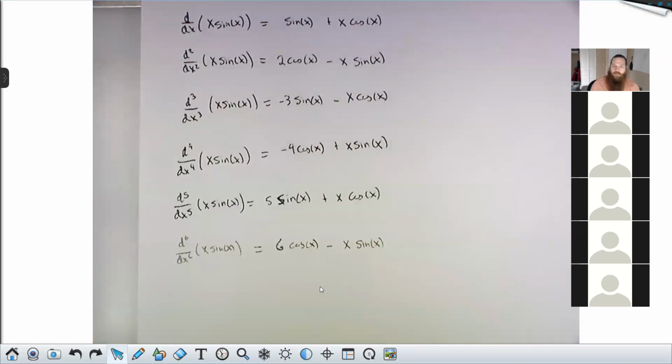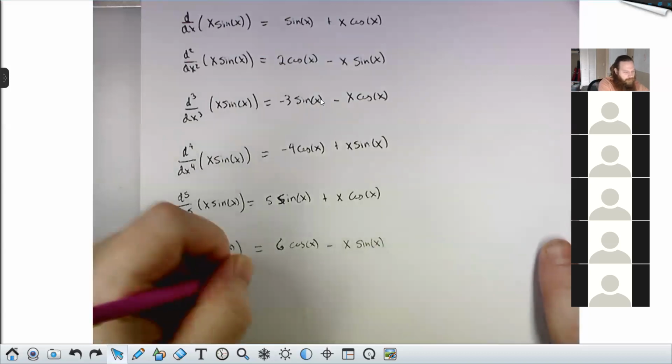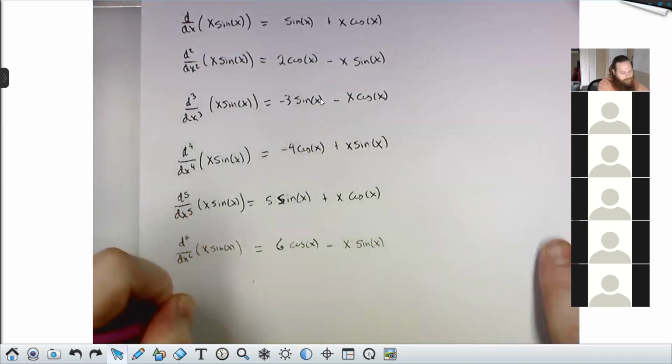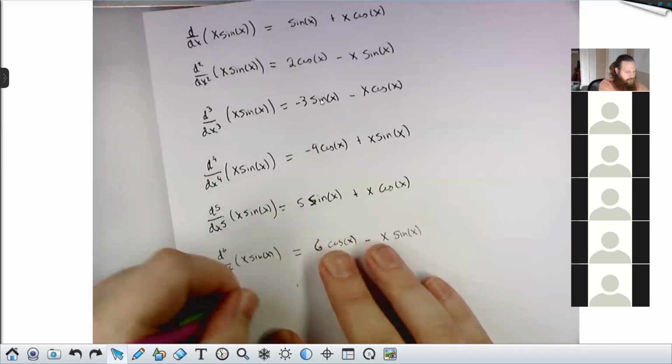So here there isn't so much a cycle, right? It's not like the whole derivative cycles, but you've got some patterns. So we want the 35th derivative.